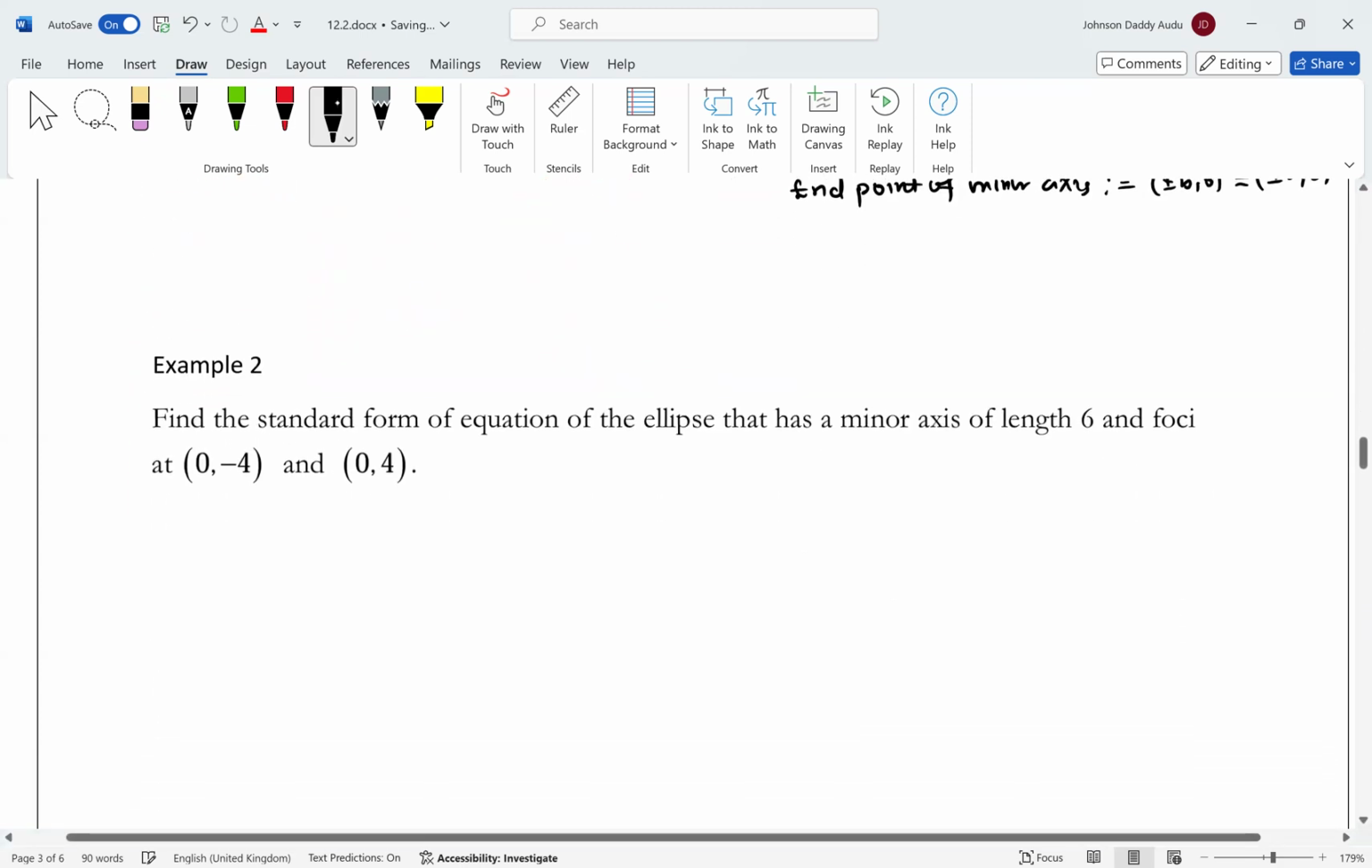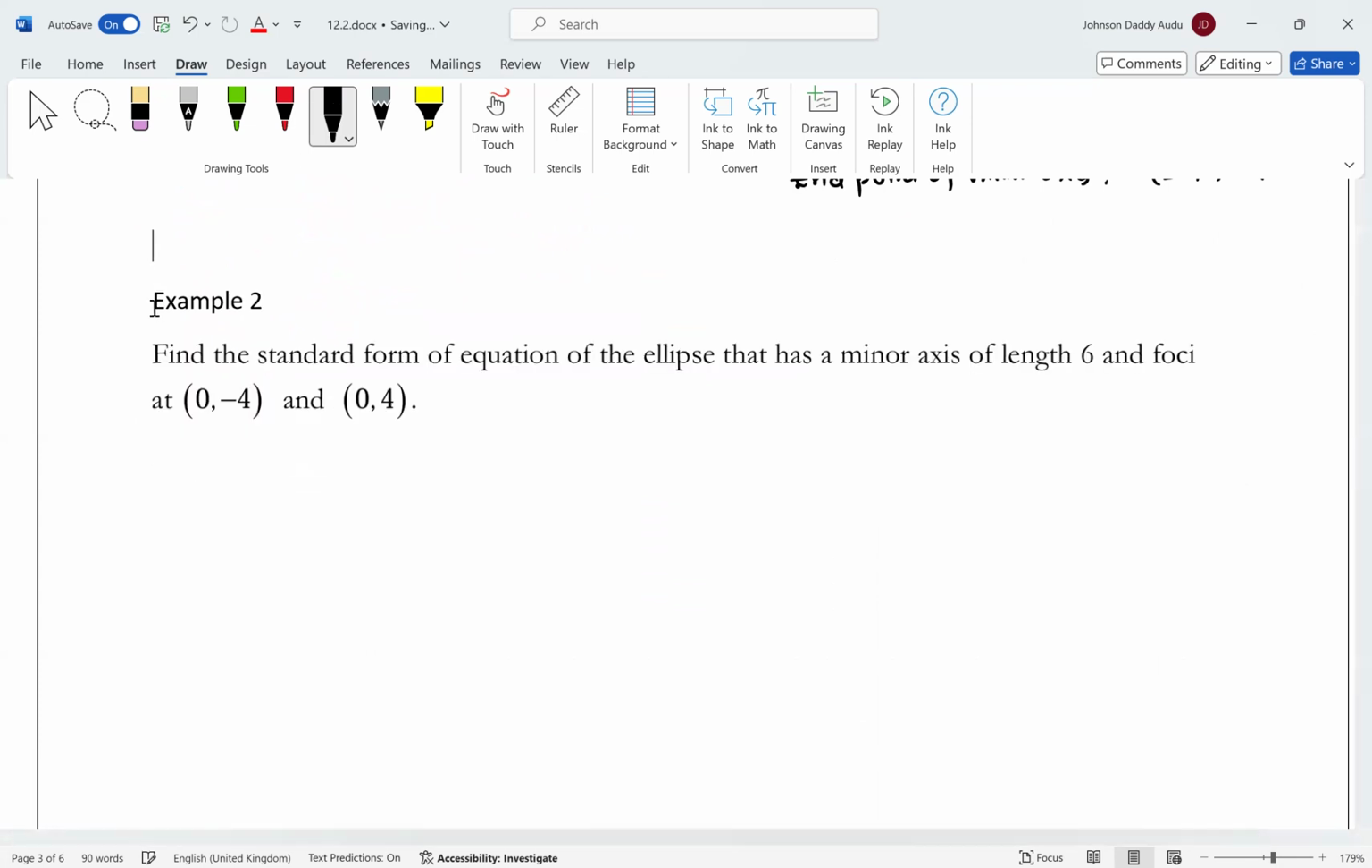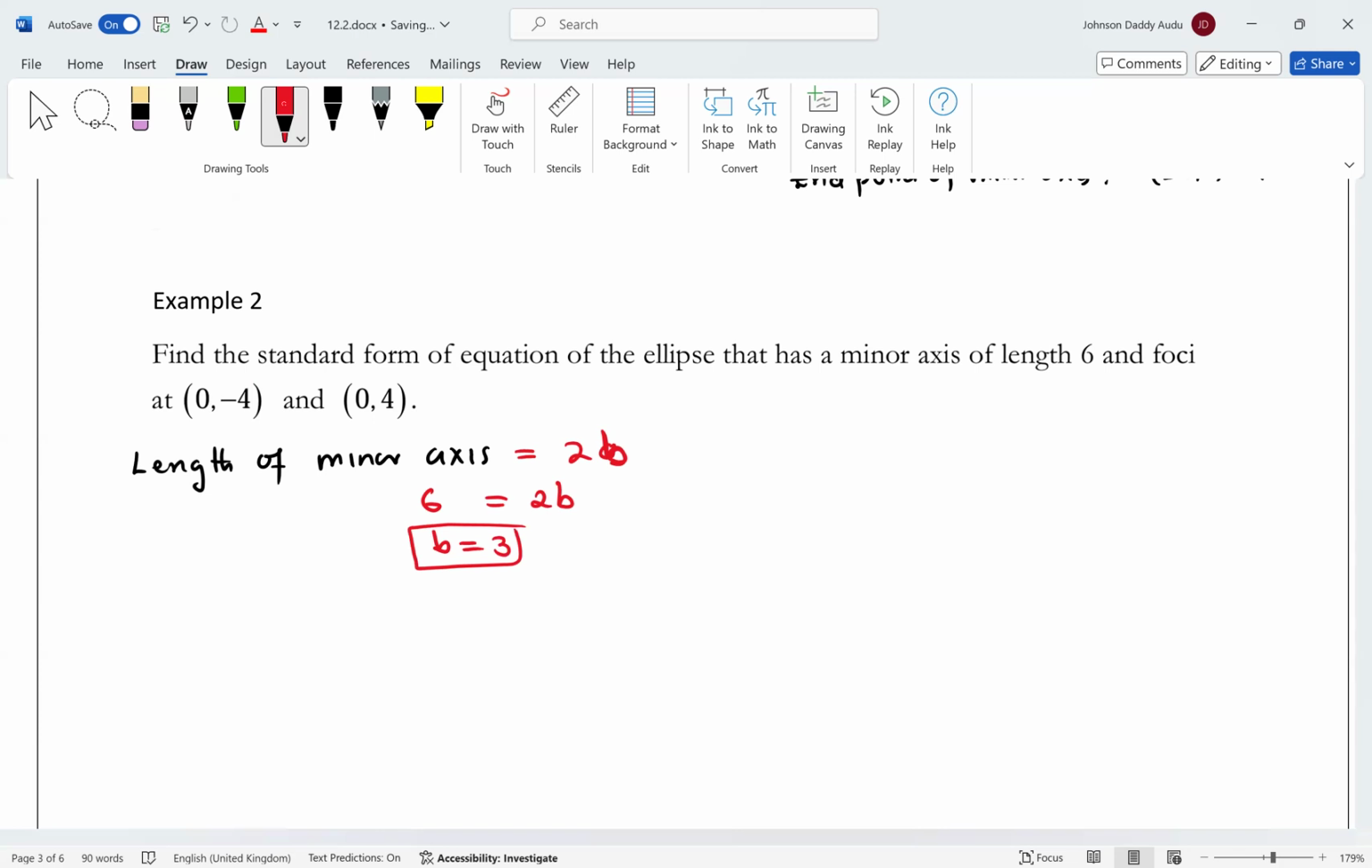All right, example 2. Example 2 is saying: find the standard form of the equation of an ellipse that has a minor axis of length 6. What is the length of the minor axis? The length of the minor axis is twice b, right? So you are given that the length of the minor axis is 6. So you have 6 equals 2b. And this means that b equals 3.